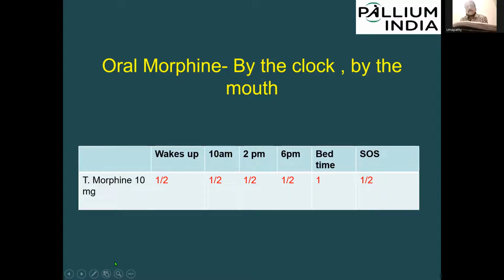What is the tolerability of oral morphine? How do they tolerate it, with gastric irritation, nausea or vomiting? Do we have to give an antiemetic each time we give morphine orally? We are going to talk about that later, in the adverse effects of opioids.